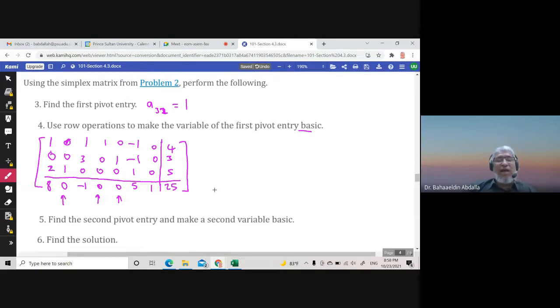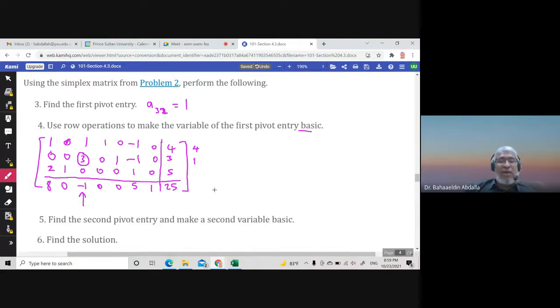Okay, is it a final matrix? No, it's not a final matrix because we have a negative number here. So what is the second pivot entry? Well, I have 0 here. So only the pivot row would be the first or the second. The third is no possibility. So 4 divided by 1 is 4. 3 divided by 3 is 1. So this is the second pivot entry.